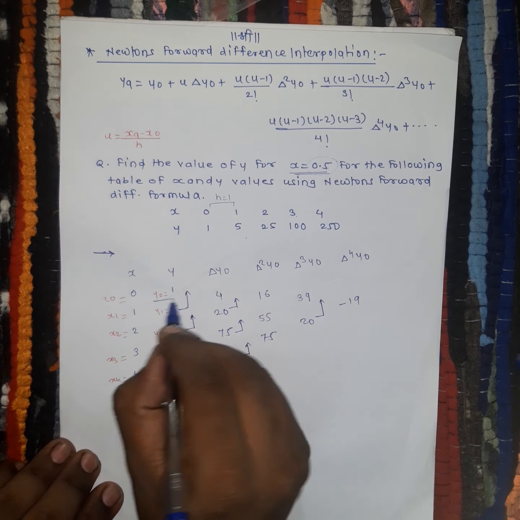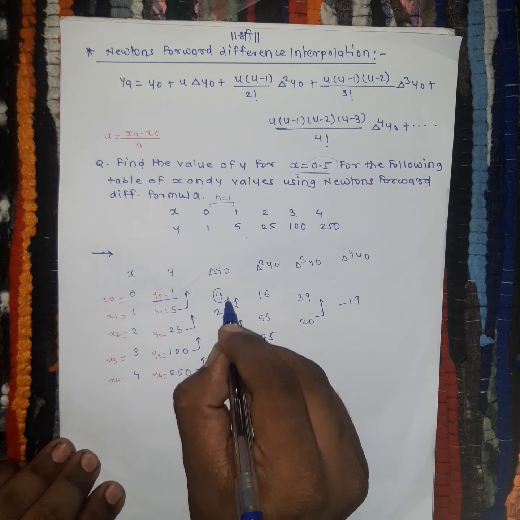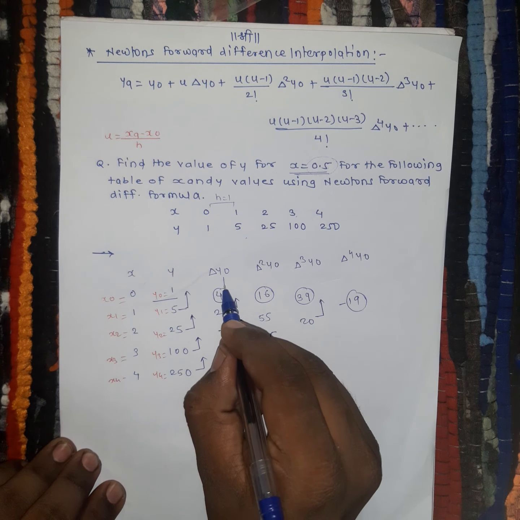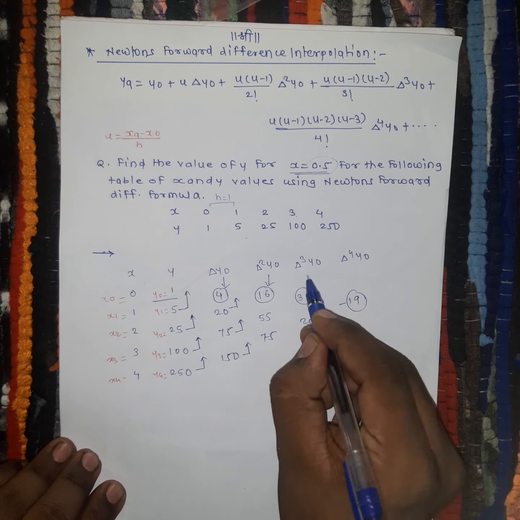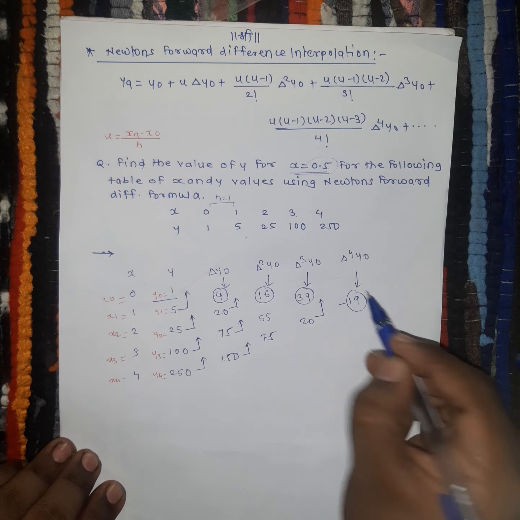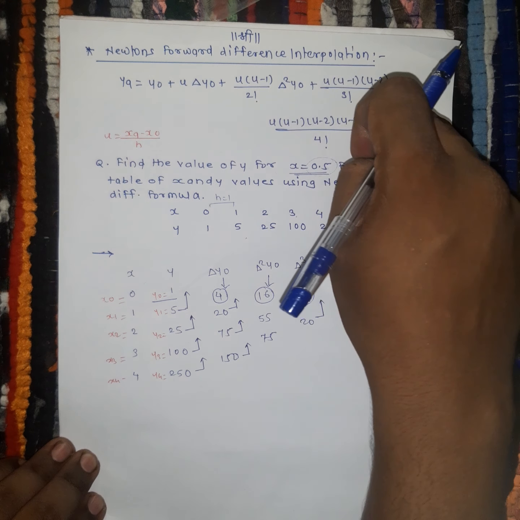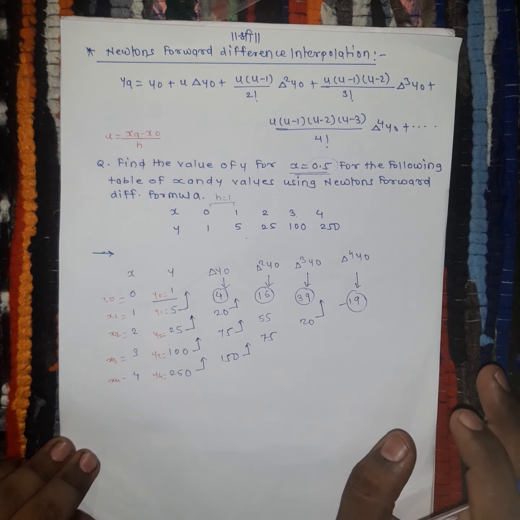Now we have to put in the corresponding values. This is the y naught value, the very first value from each column. This is delta y naught, this is delta square y naught, this is delta cube y naught, and this is delta raised to 4 y naught. Now you have to put these values into the corresponding formula of Newton's forward method.